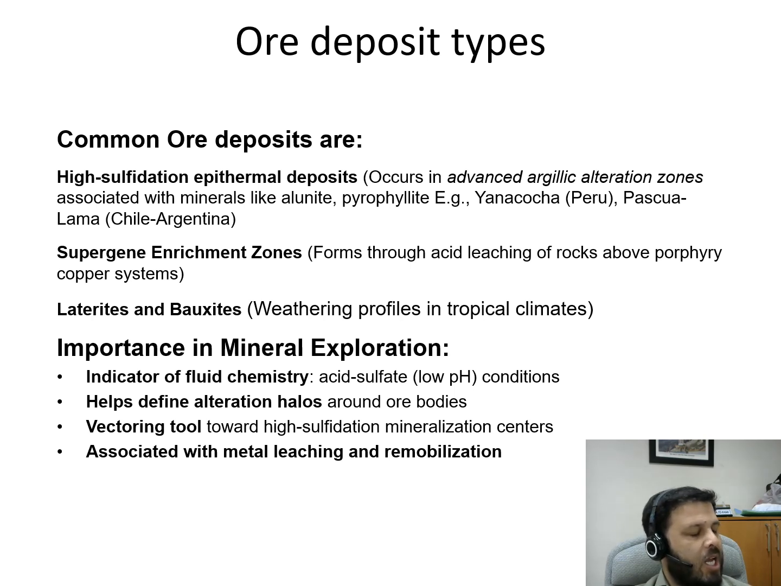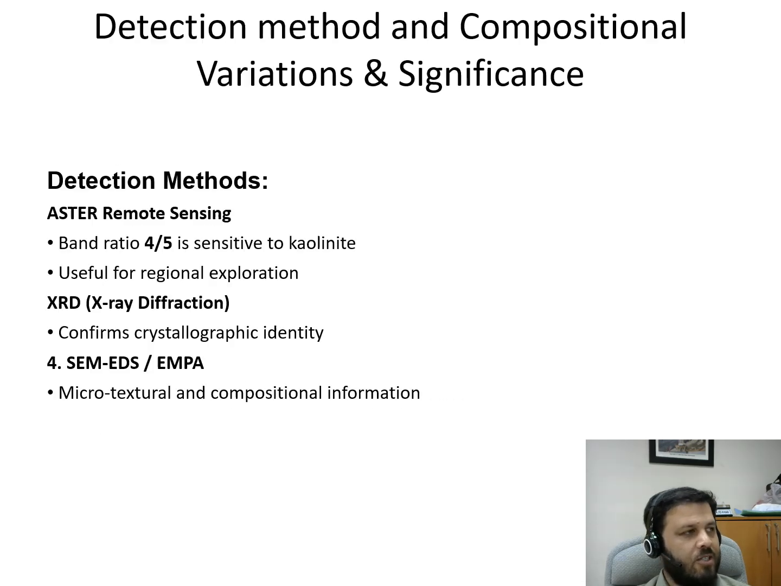It is a very important mineral in the exploration stage because it is a good indicator of the fluid chemistry. It shows the acid sulfates, the low pH conditions. It also helps us in defining the alteration halos around the ore bodies. Kaolinite is a very good tool for vectoring towards the high sulfidation mineralization centers, and it can also be associated with metals leaching and remobilization.